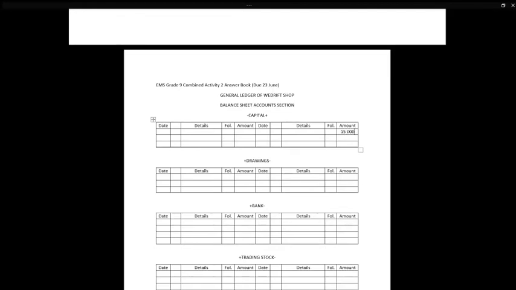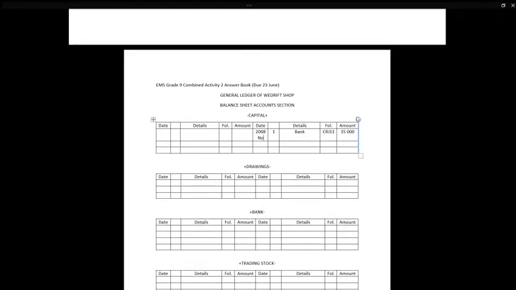15,000 Rand. We got this from our cash received journal 11 for November. Our details will be bank. This took place on the 1st of November 2008. There you go. Right, I will come back to balance the accounts later on. Let's just post over for now.